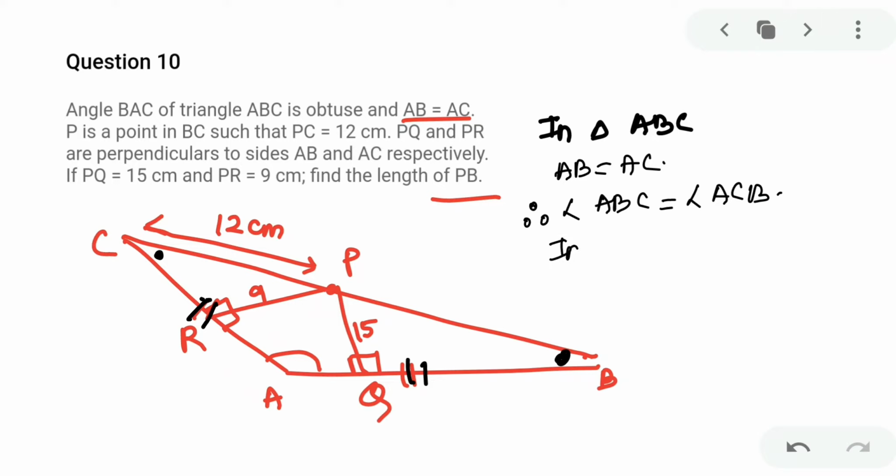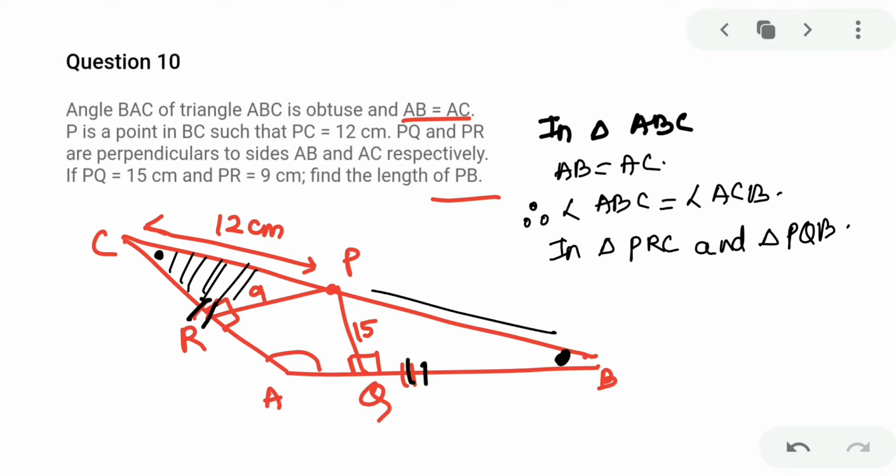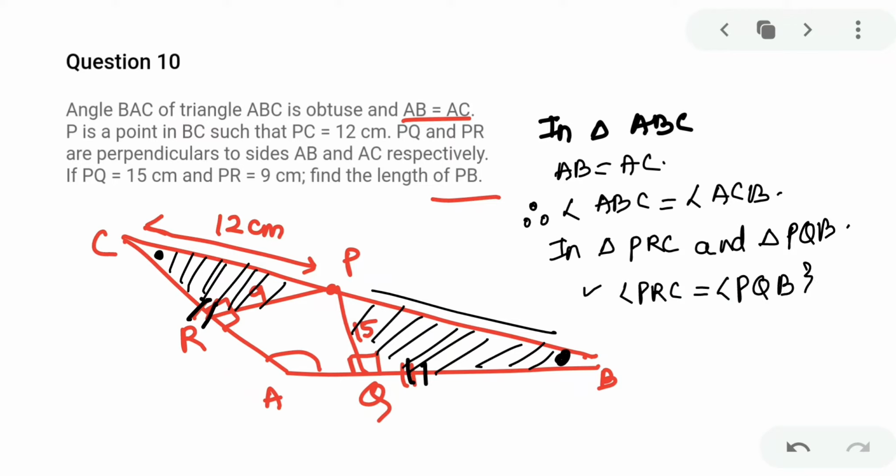Now, let's go to triangle PRC and triangle PQB. Why are we going to these two triangles? Because we want PB, na? So I am taking this triangle PRC and I am taking this triangle. Correct? Now you can see that two conditions are easily visible to you: angle PRC is equal to angle PQB because both are 90 degrees, and second reason, angle C is equal to angle B, that we have just proved above, that is this one.